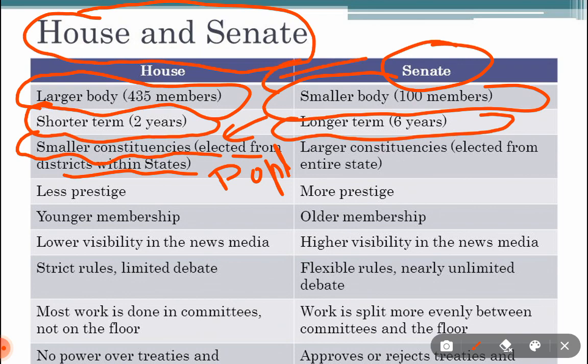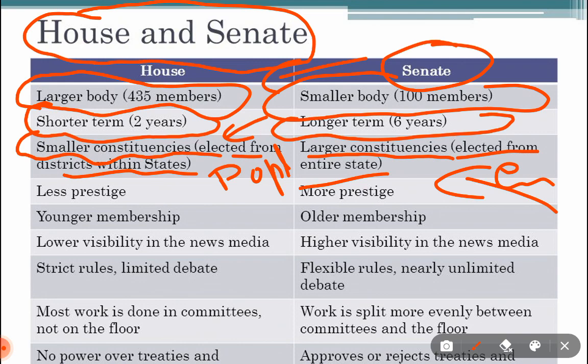Whereas the Senate has larger constituencies, and they are elected from the entire state. So usually there are two senators from each state. The number of seats in the Senate does not depend on the population of the constituencies. Each state has two members.